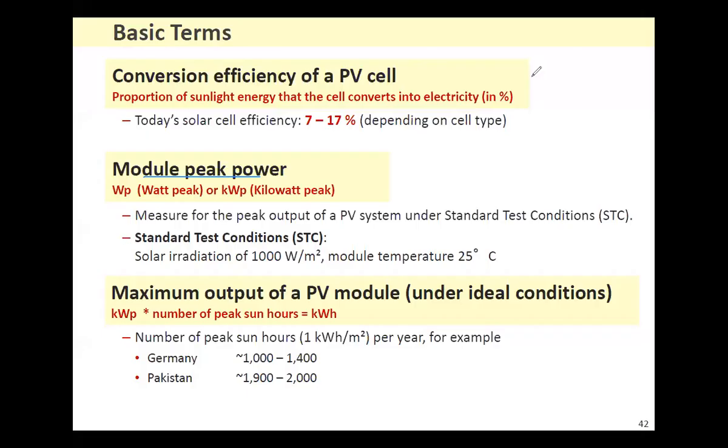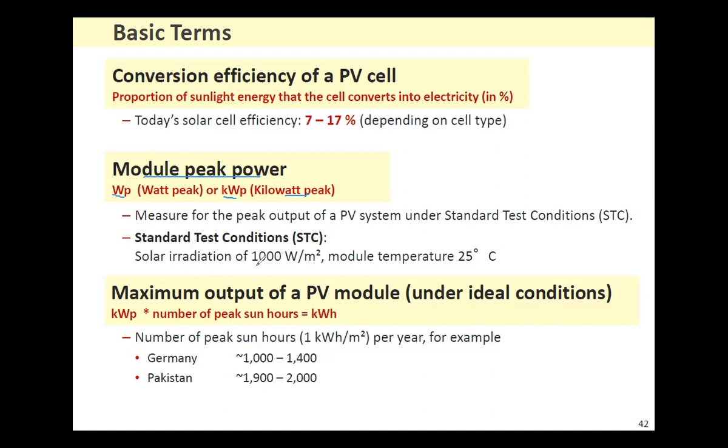On the back side, the rear side of the panels, this is mentioned. It is Wp, kilowatt peak. What does it mean? Kilowatt peak is the maximum energy the solar module can provide you under these standard conditions.